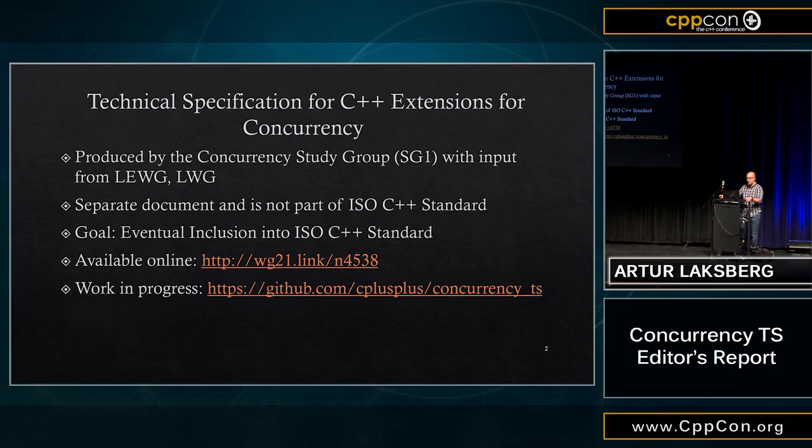So, what's a TS? Concurrency TS is one of the papers proposed by the SG1, Concurrency Study Group. This is how the Concurrency Study Group tries to advance the state of the art of concurrency in the standard C++. A technical specification is not a part of the standard. However, we hope to ultimately make it part of the standard. It is difficult to predict at this point which version of the standard it will appear in.